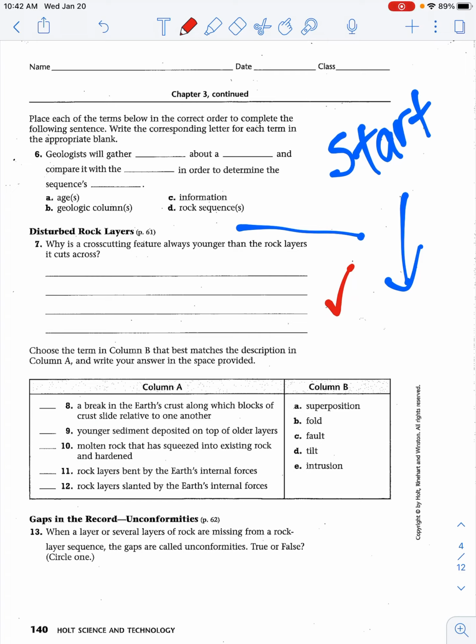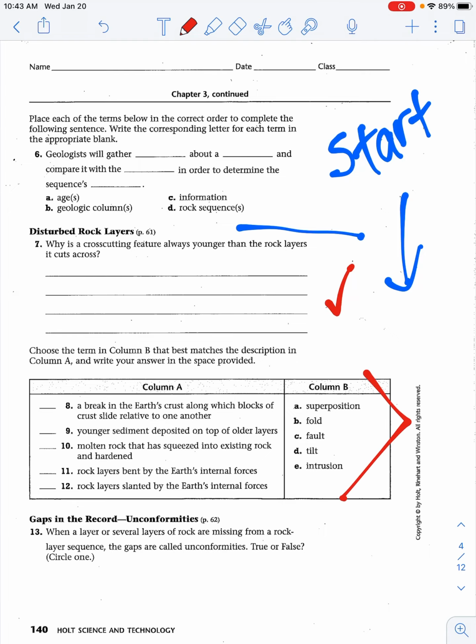Why is a cross-cutting feature always younger than the rock layers it cuts across? Once you answer that question by looking at the paragraph I just read and thinking about the notes I gave you, you can move on. In this section, we're going to choose the term in column B that best matches the description in column A and write your answer in the space provided. So this is just vocab.